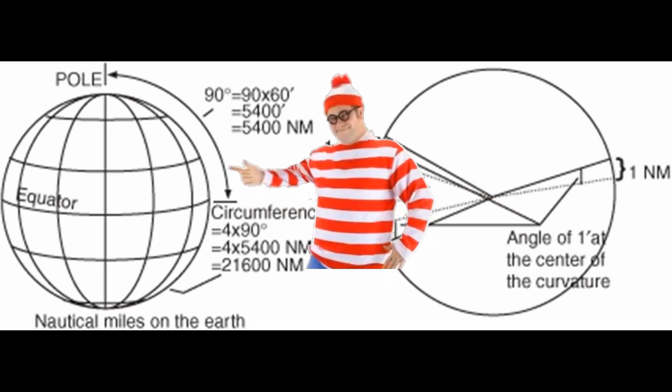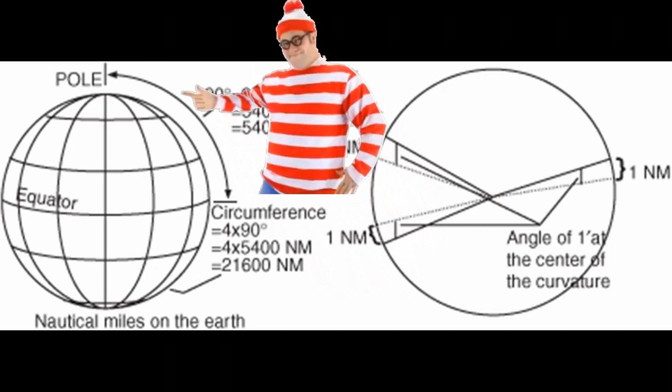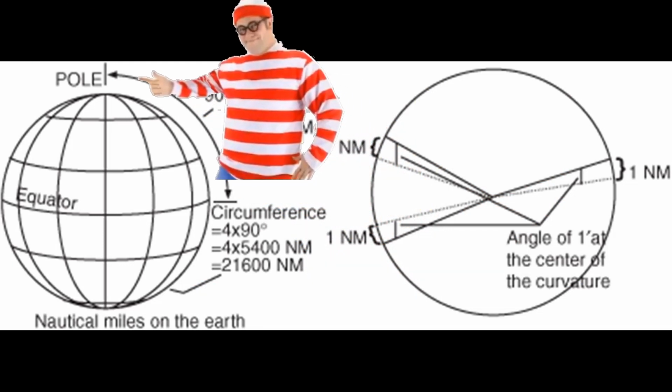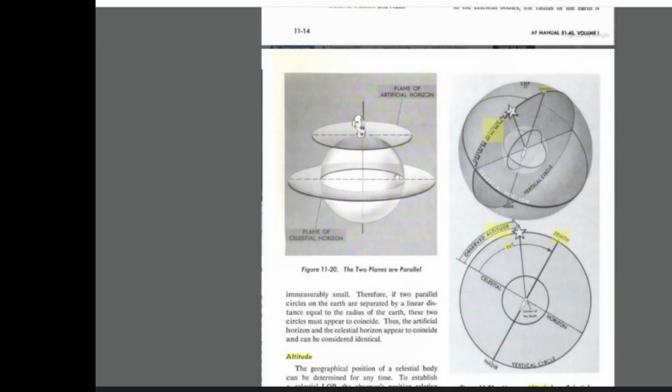Well, I do love that they know that there are 5,400 nautical miles from the equator to the pole. That has to be generating a whole lot of cognitive dissonance when they excuse away that fact. You can't measure it from this part, this curve. Doesn't work. Angles don't work that way.